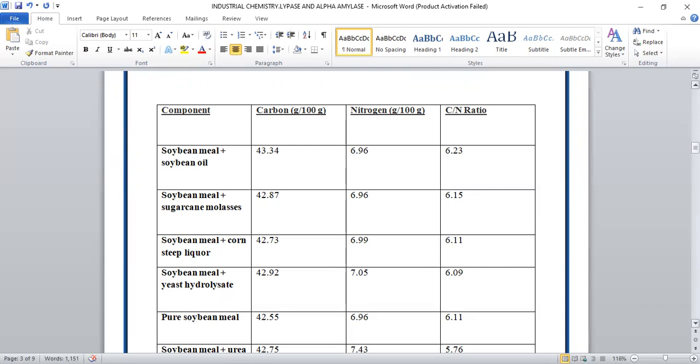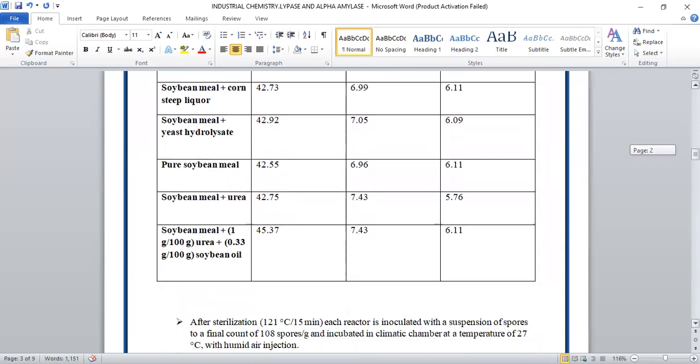In pure soybean meal, the C/N ratio is 6.11. When urea is added to soybean meal, the C/N ratio is 5.76. And when urea and soybean oil both are added to soybean meal, then the C/N ratio is 6.11.